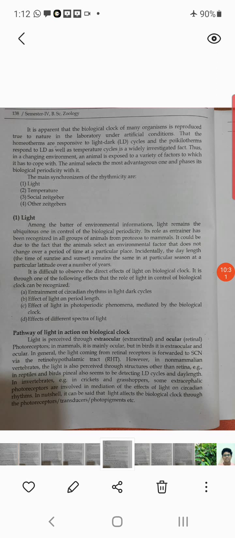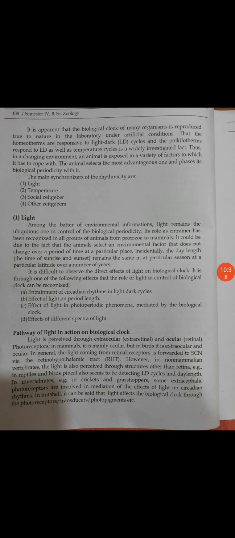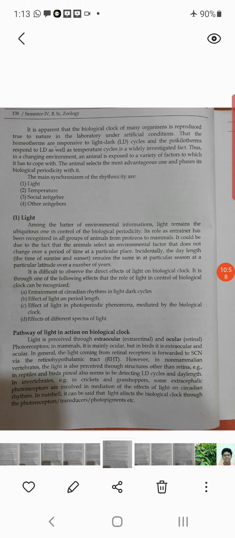Among the environmental information, light remains the ubiquitous one in control of biological periodicity. Its role as an entrainer has been recognized in all groups of animals from protozoa to mammals. So the entrainment of circadian rhythm in light and dark cycles, the effect of light on period length, the effect of light in photoperiodic phenomena mediated by the biological clock, and the effects of different spectra of light.